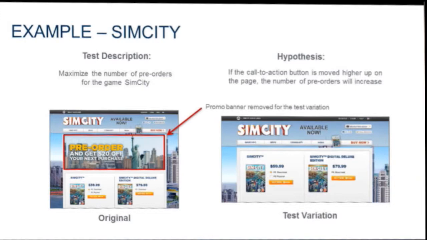Now, the only thing they did was they took out this pre-order banner. And the pre-order banner is giving them a $20 incentive on their next purchase. So it was kind of risky to take this off because it could have actually lowered conversions, right? But this is the test they set up. This was their hypothesis. If the Buy Now button was higher up on the page, it would increase conversions.